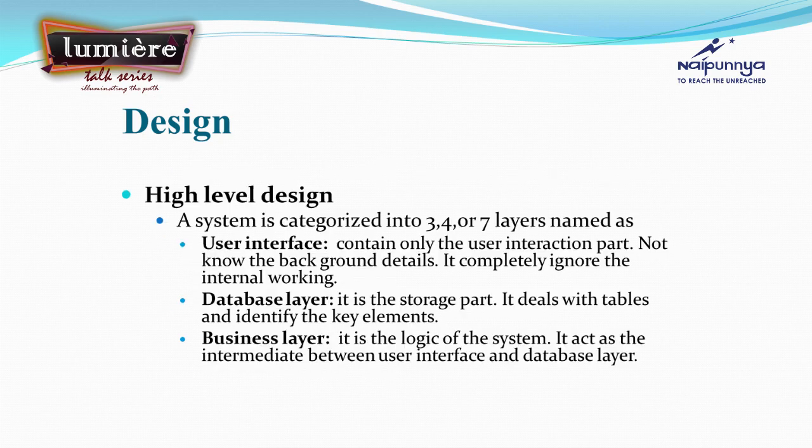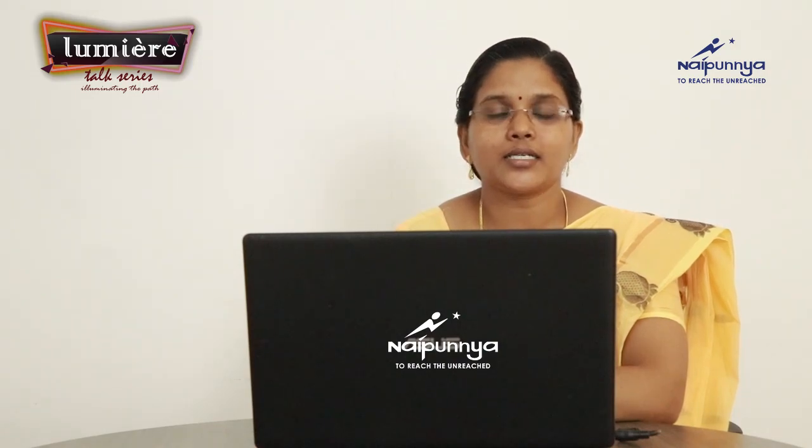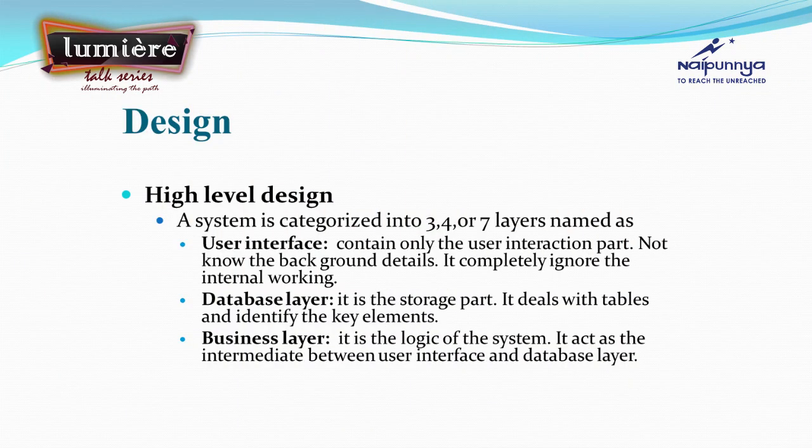In high level design, a system is classified into 3 layers named user interface layer, business layer and database layer. The user interface layer is only concerned with the user interaction part. It doesn't know the background details and it completely ignores the internal working of the system. The database layer is the storage part. It deals with tables, and it identifies the key elements like primary keys, foreign keys, etc. And the business layer is the logic of the system. It acts as an intermediate between the user interface layer and the database layer.